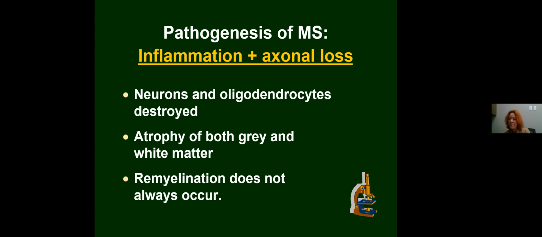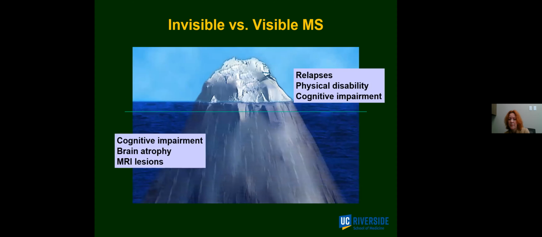And that's why, if you have an attack of MS, and especially if you receive treatment like intravenous steroids, that attack tends to improve. And sometimes it improves even without treatment, especially in the beginning of the disease. But over time, that remyelination occurs less. So this is all what we're trying to prevent.